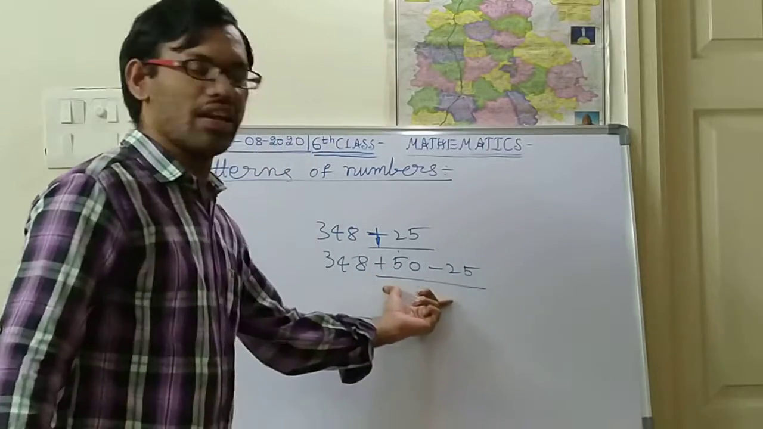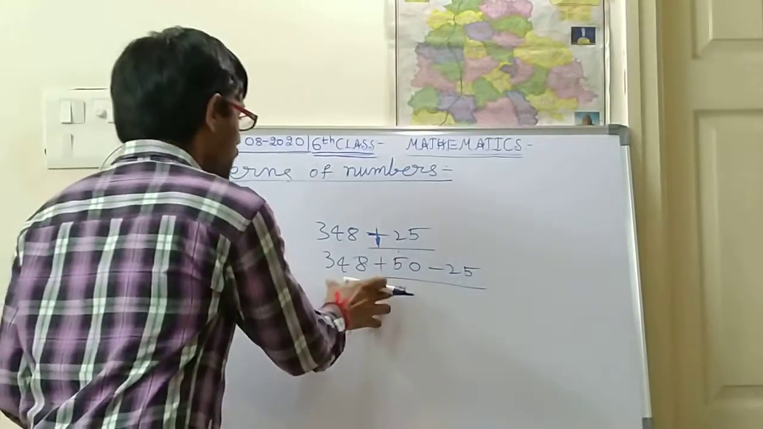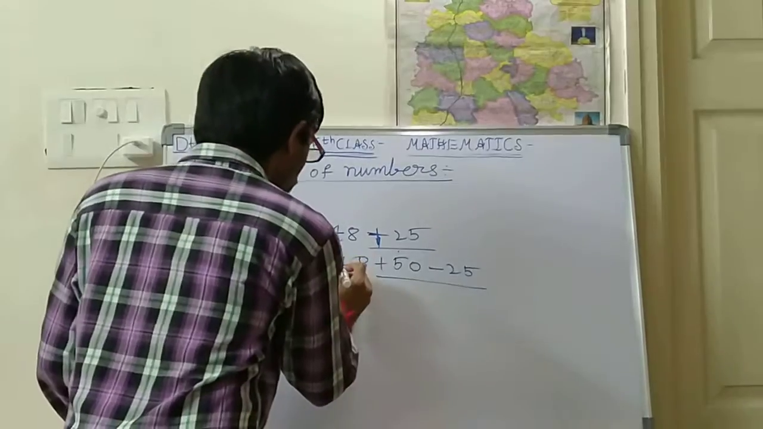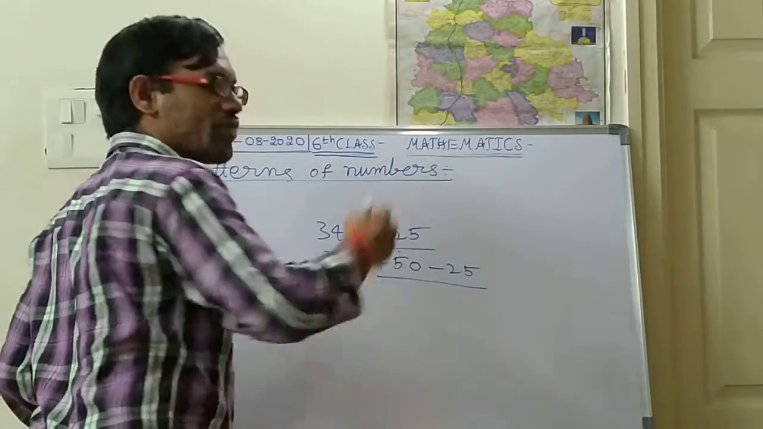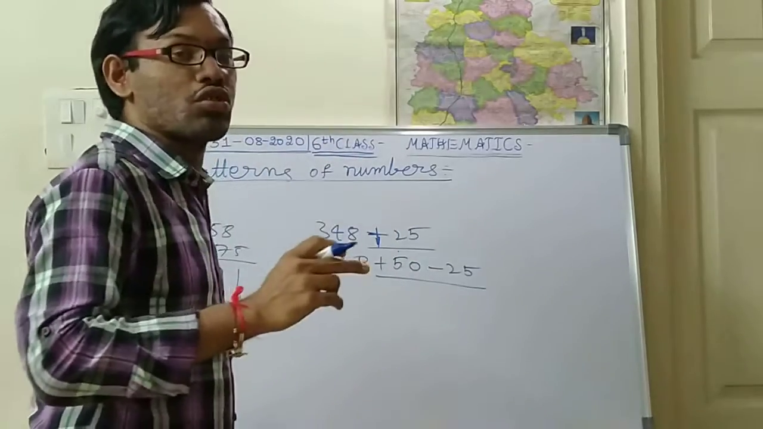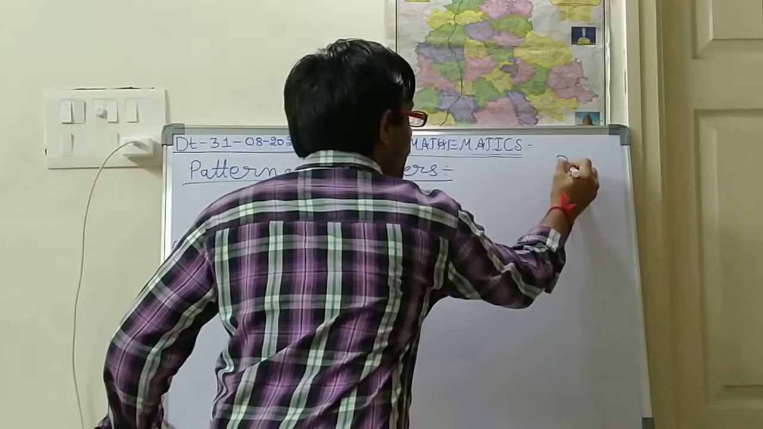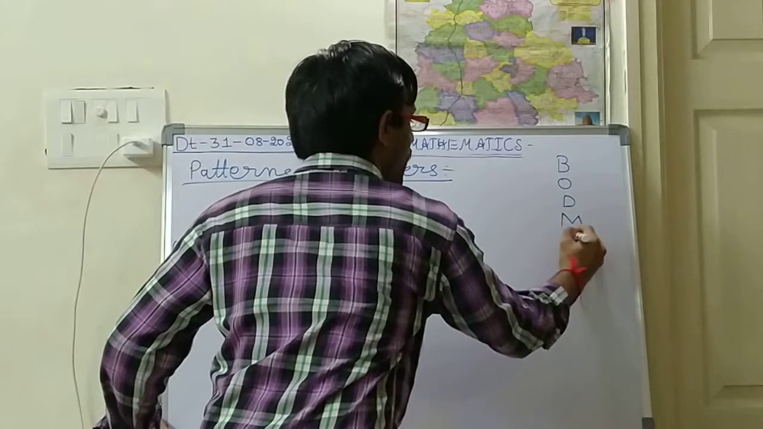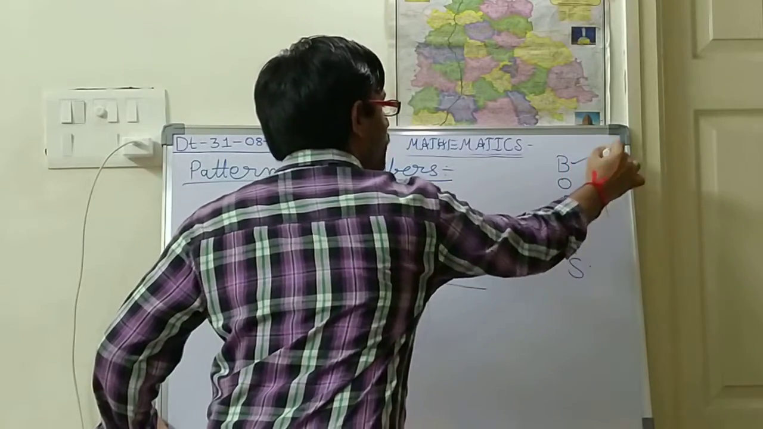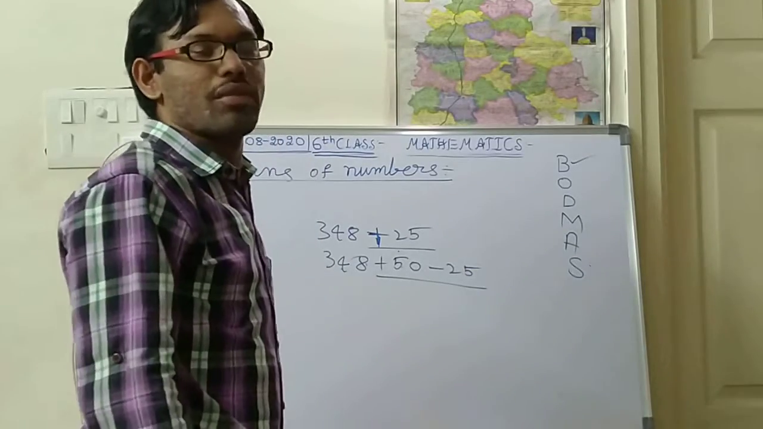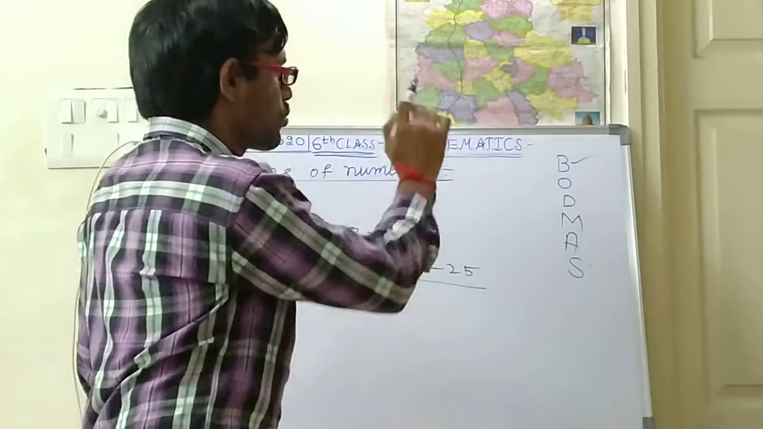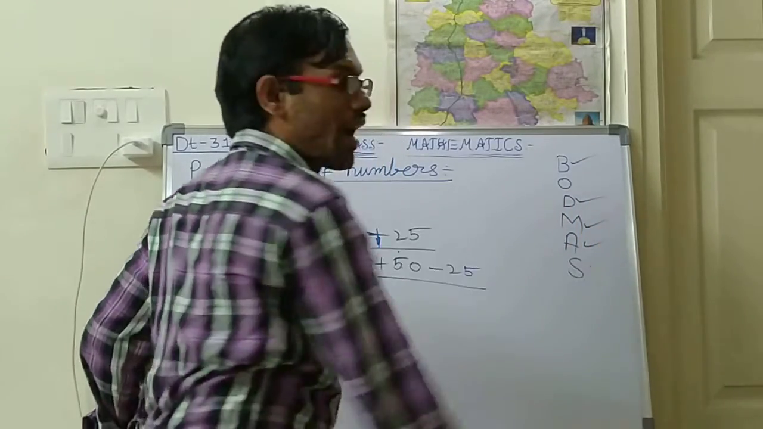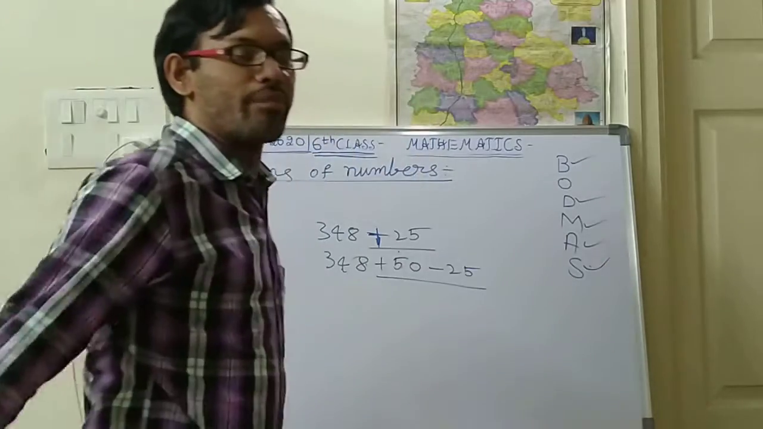Is it right, children? Is there any problem? So no problem. So 348 plus 50 minus 25 I have said. So here 348 plus 50. What is 348 plus 50? If you know the BODMAS rule, B means brackets. First of all, you should solve the brackets. Next D, divisions. M, multiplications. A, additions. Then afterwards, at last, subtraction you should do.